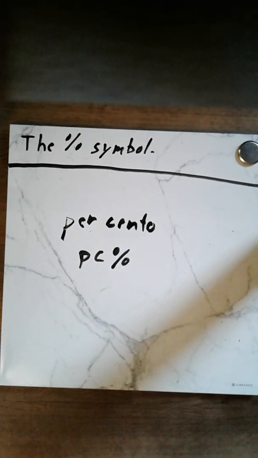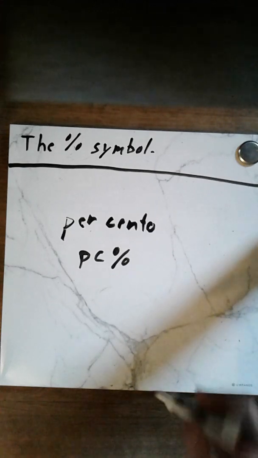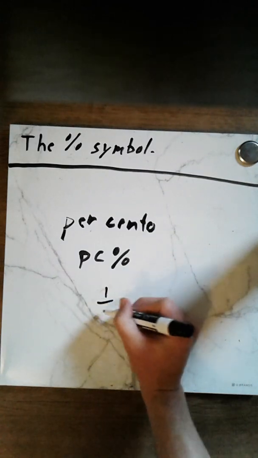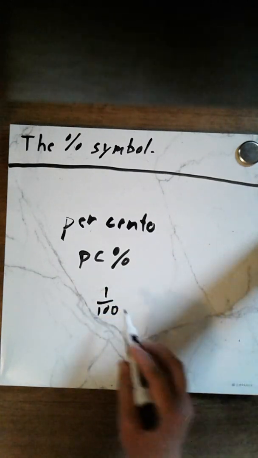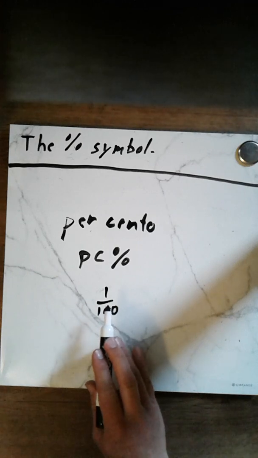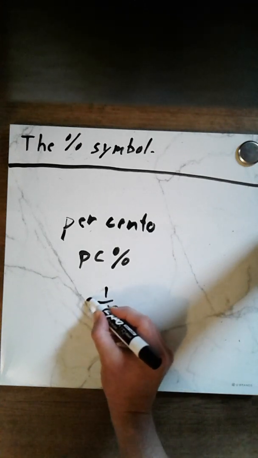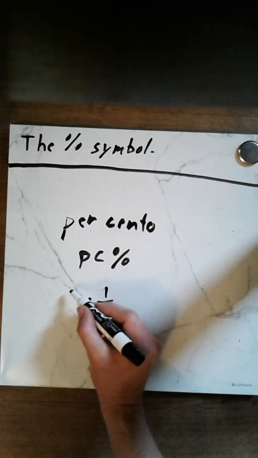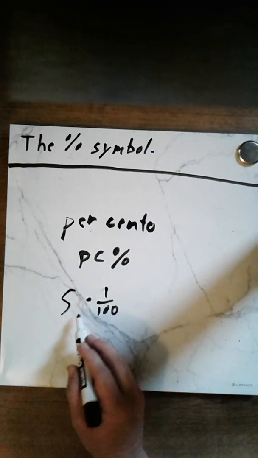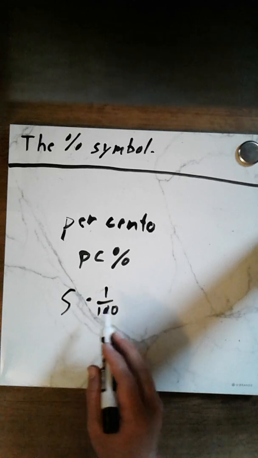But I always want you to think that every time you see a percent sign, it literally means 1 over 100, and that implicit in the logic is that you're to multiply some number. In the example we used 5, but some number n times 1 over 100.